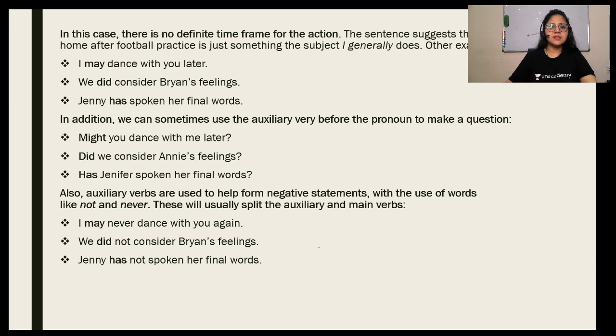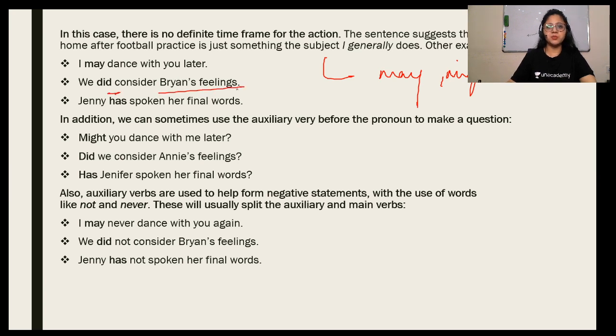In this case, there is no definite time frame for action. Whenever you use may, might, generally, it's talking about sometime in the future, but generally, it could also be in the present. I may dance with you later.